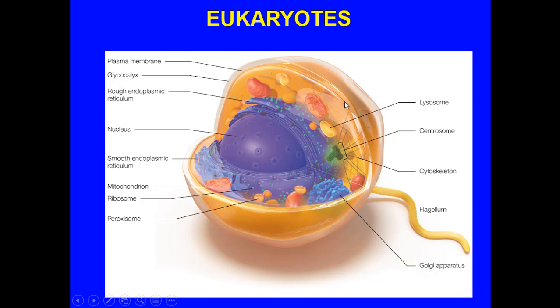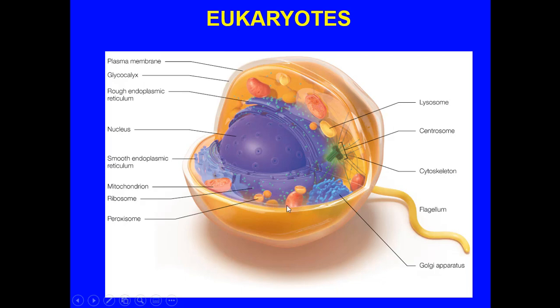Here is a kind of generic type of eukaryotic cell. You'll note the plasma membrane. On the exterior of it, there'll be a glycocalyx. You'll have rough endoplasmic reticulum with the little ribosomes there. There may be free-floating ribosomes around too.